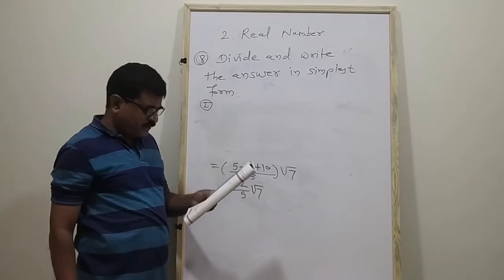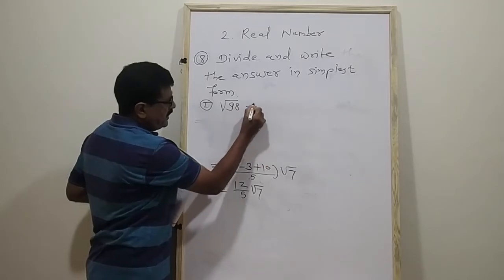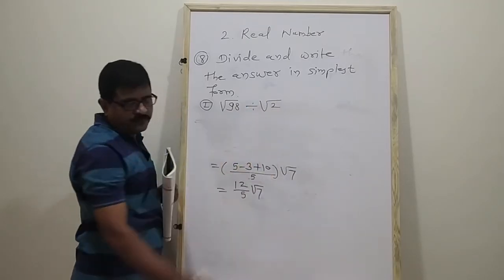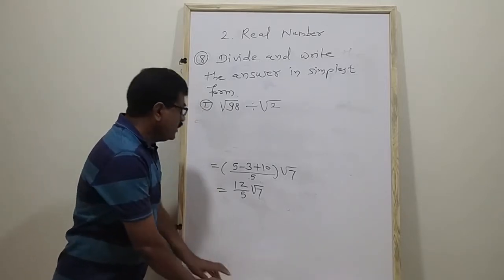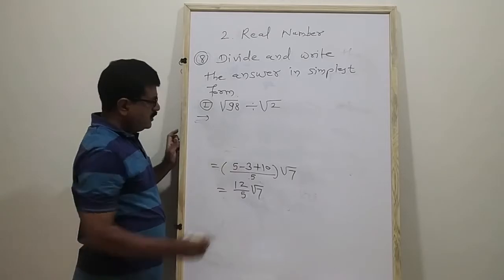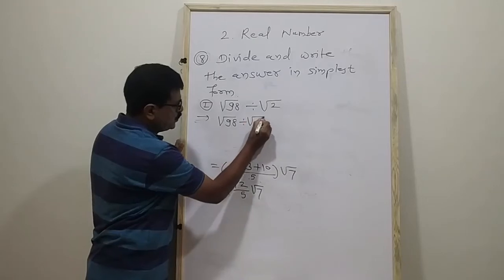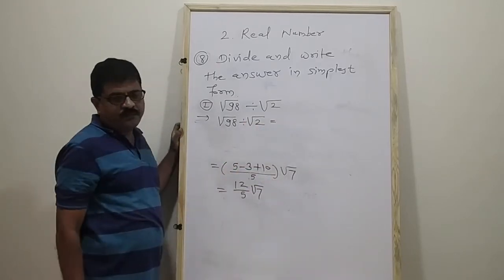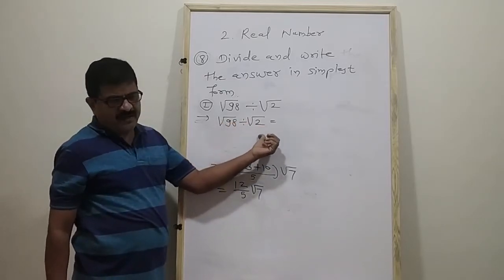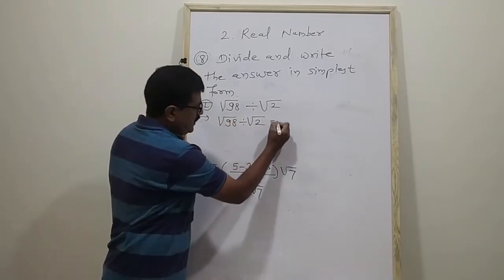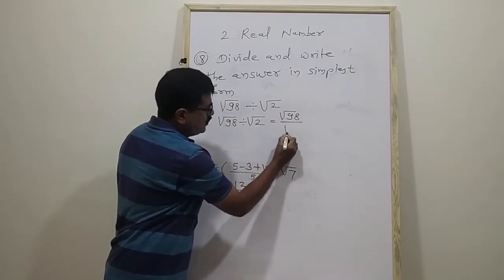Now first example, square root 98 divide by square root 2. Square root 98 divided by square root 2. Now here first write down given as it is: square root of 98 divided by square root 2 is equal to. Now A divided by B is written as A upon B, that is we can write this as square root of 98 divided by square root 2.